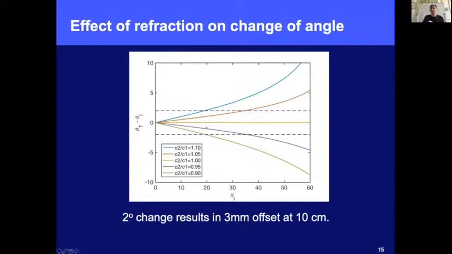And so what you can see is it depends on how much the speed of sound changes, and also what angle you're at. But somewhere between about 20 and 30 degrees is where you'll start. If the angle is greater than that, you will not be able to predict accuracy to within a few millimeters. And that can play a role in treatments.